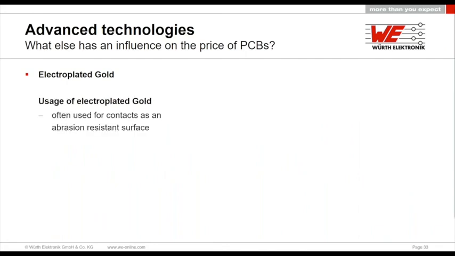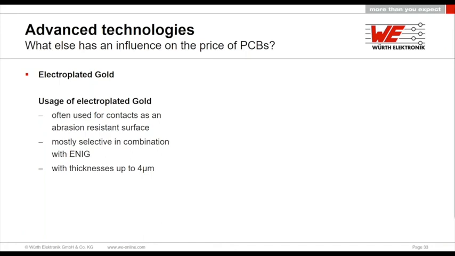Next point would be electroplated gold. The usage, for example, is contacts as an abrasion resistant surface. And it's often being used selectively in combination with nickel gold. And it can be plated up to thicknesses of 4 millimeter in our fab.